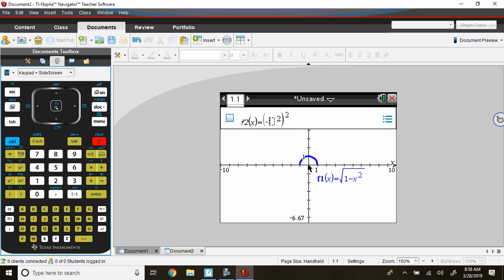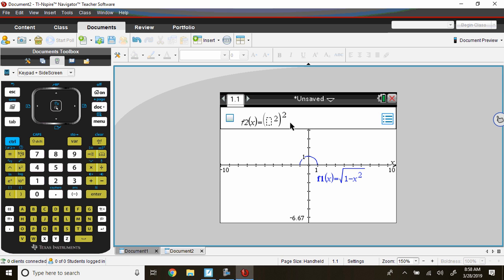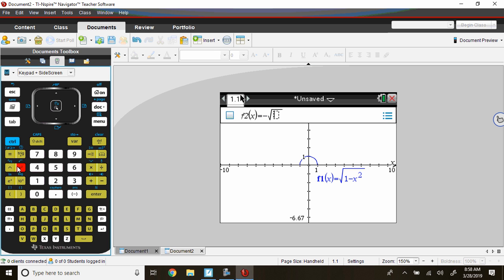Well, let's try that again. Don't know what happened there. Maybe that's what happens when you don't watch the screen. Syntax error. Oh, no, believe me, I know there's a syntax error. Okay, so let's try that again. It's the opposite of the square root of 1 minus x squared. And there it is. There's the bottom half of the circle.